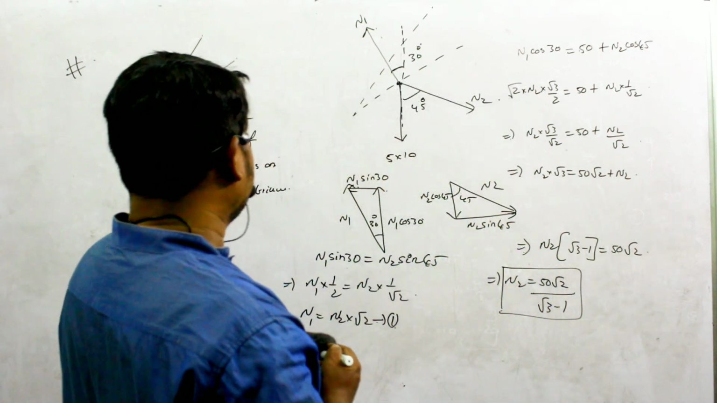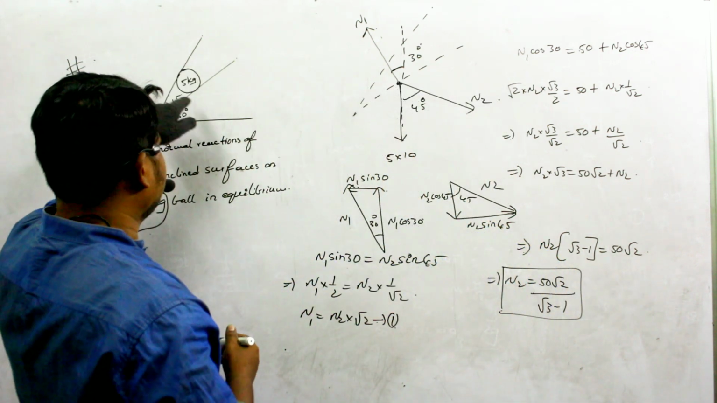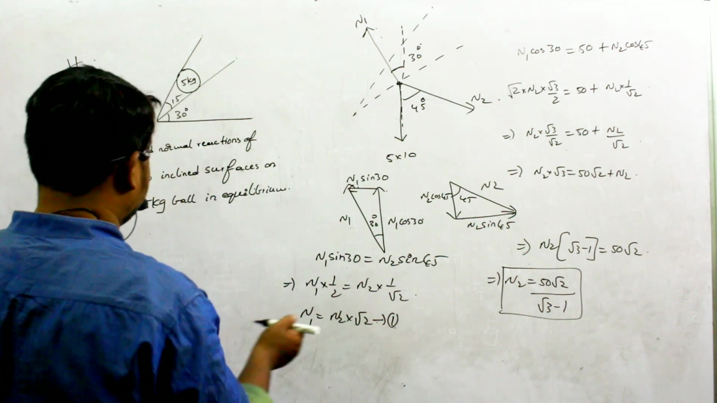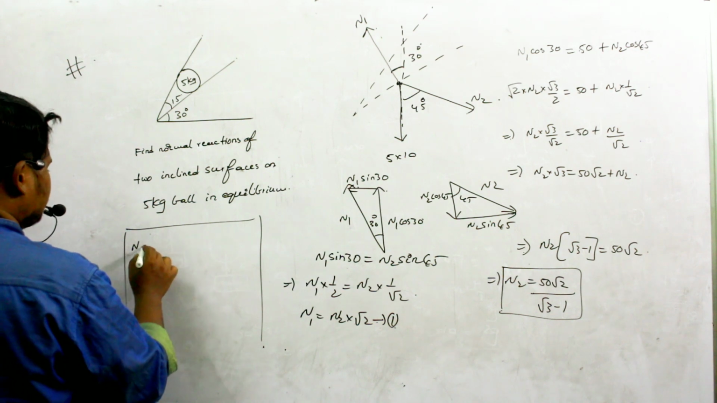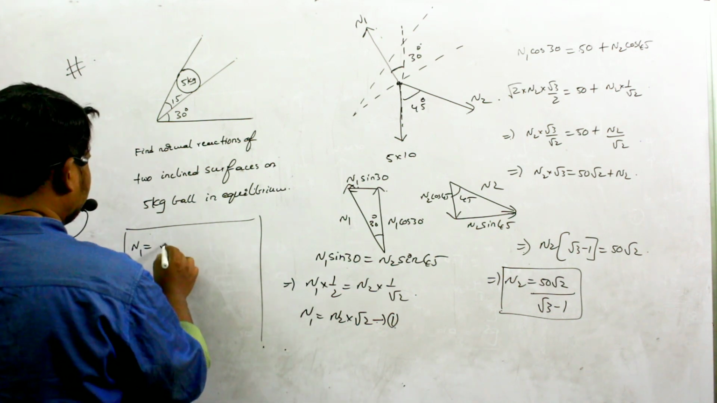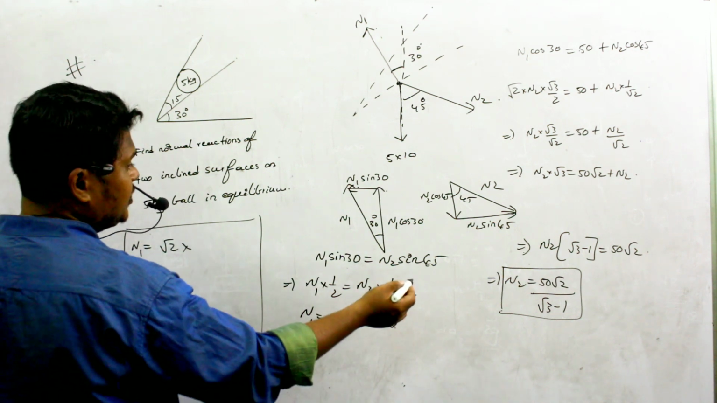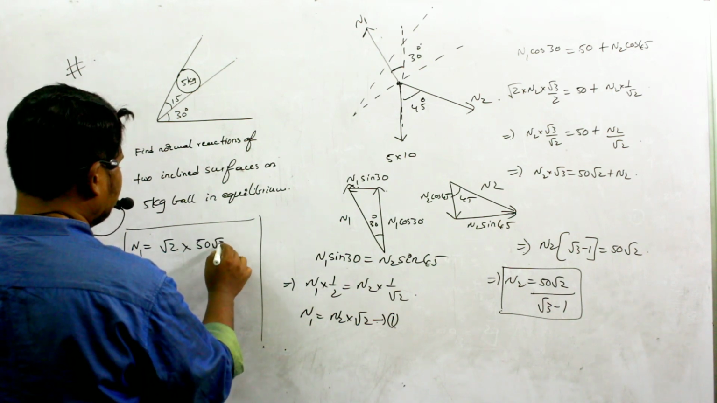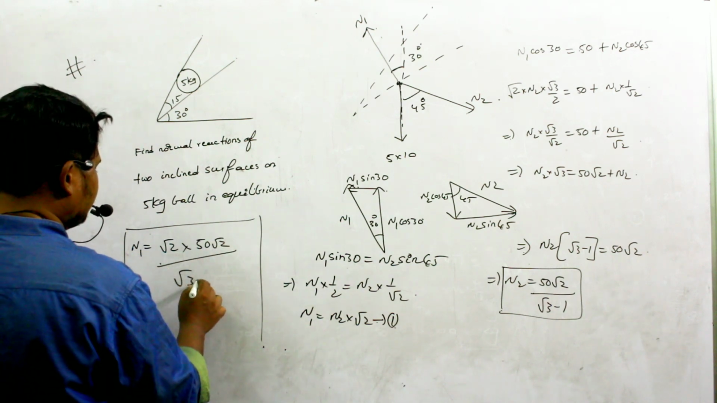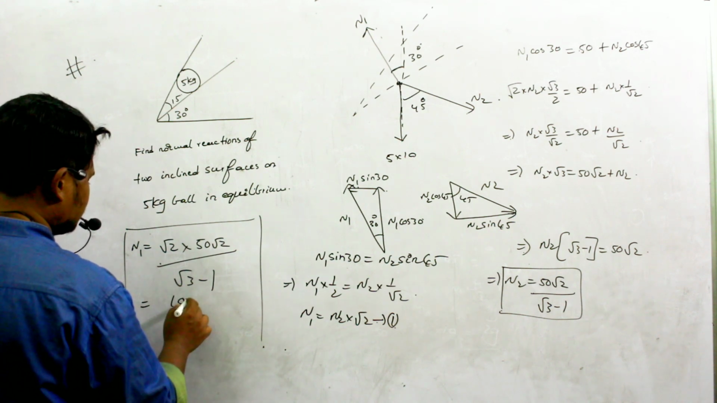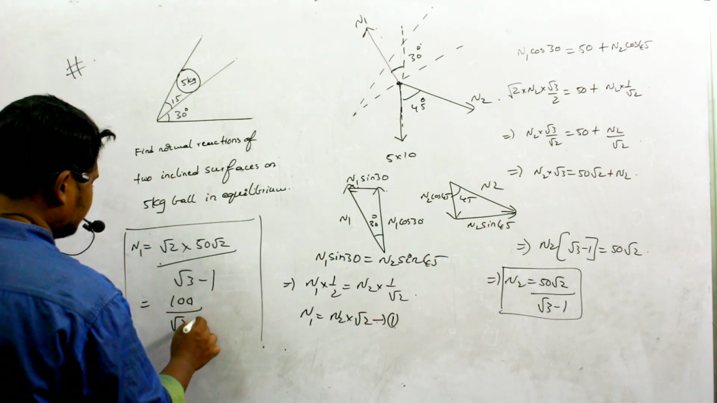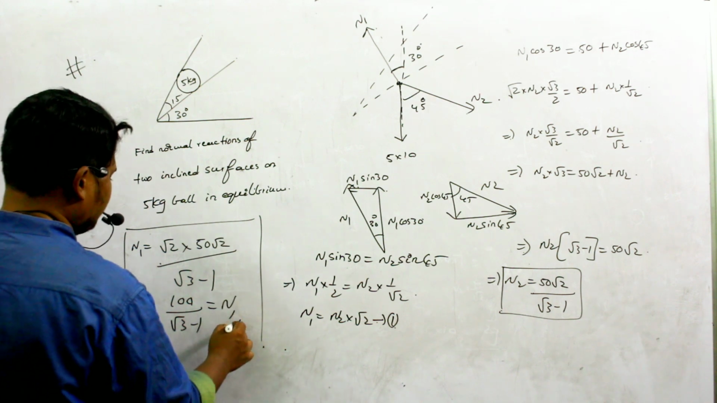That is the normal reaction given by the second inclined surface on the 5 kg block. Therefore I can calculate N1 also, because N1 equals root 2 times N2. So root 2 into the N2 value, 50 root 2 divided by root 3 minus 1. Root 2 times root 2 becomes 2, so 100 divided by root 3 minus 1 will be my N1 value.